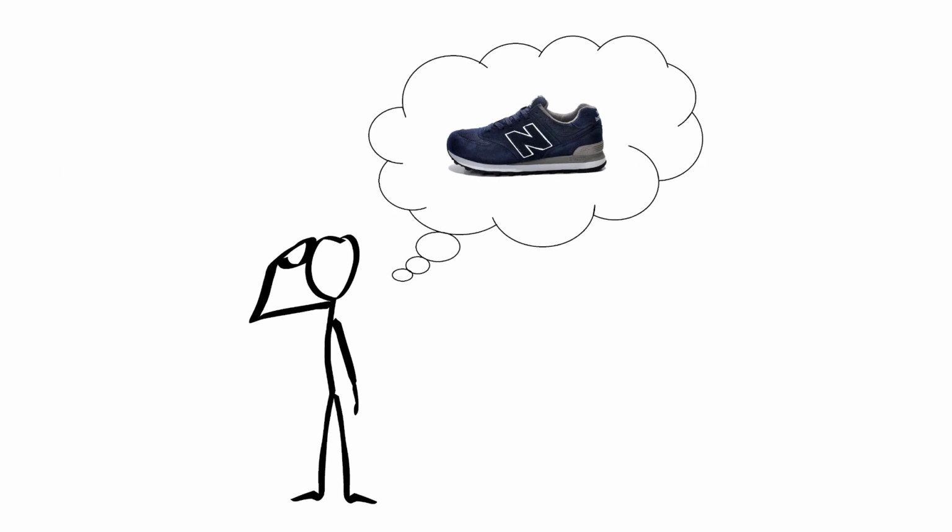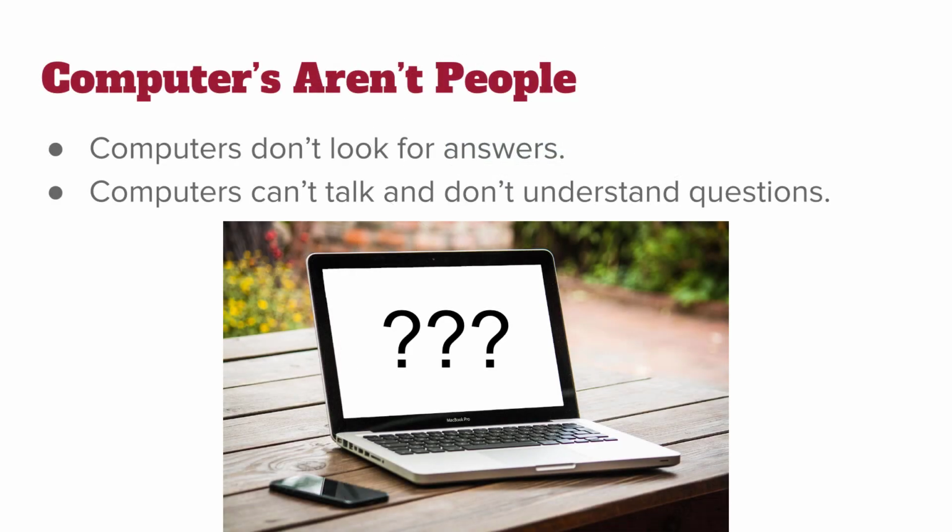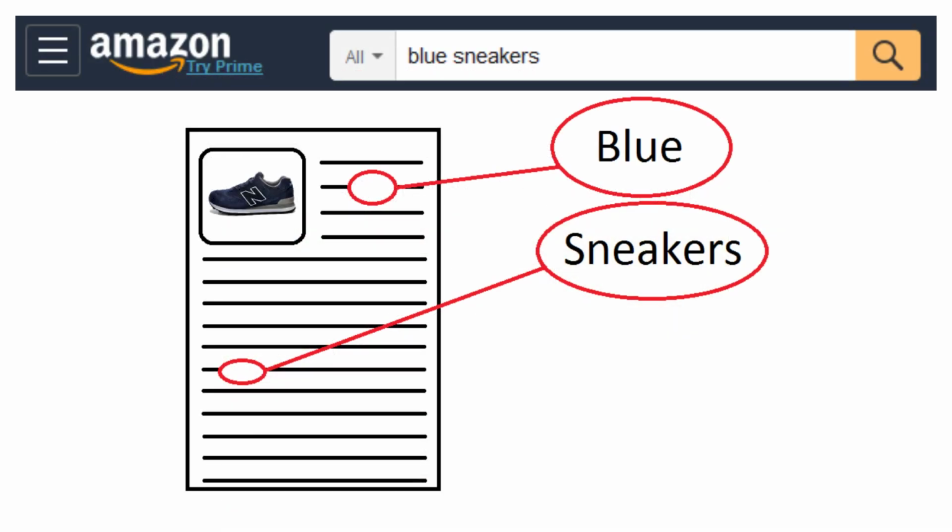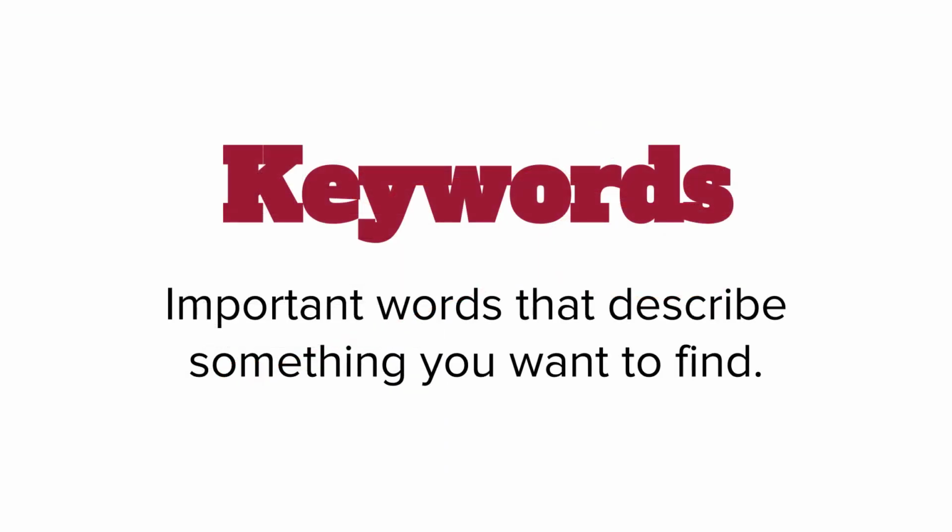In our last video, we talked about the difference between asking a person for help and asking a computer. We learned that unlike people, computers don't look for answers. Instead, when you type words in the search bar of a database, the computer tries to match the words you type with the descriptions of whatever you're trying to find. These words are called keywords. Keywords are important words that describe something you want to find.